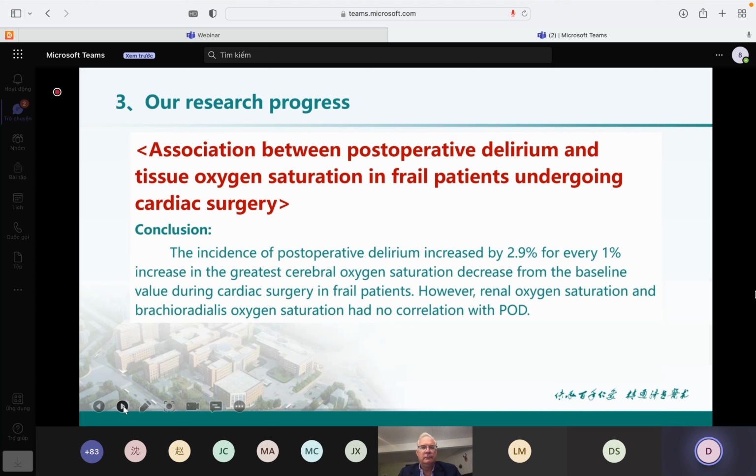The conclusion is the incidence of postoperative delirium increased by 2.9% for every 1% increase in the greatest cerebral oxygen saturation decrease from the baseline value during cardiac surgery in frail patients. However, renal oxygen saturation and brachioradialis oxygen saturation had no correlation with POD.